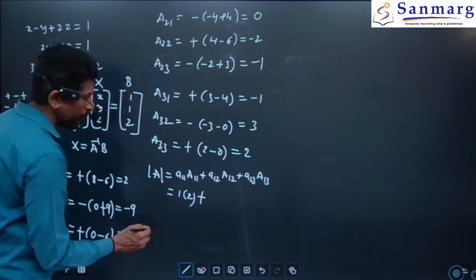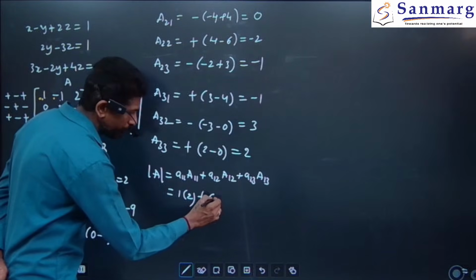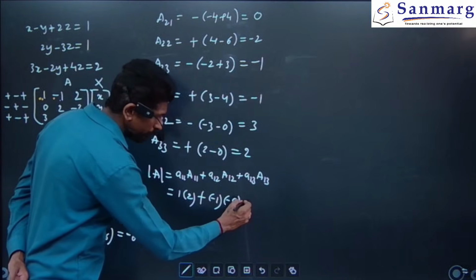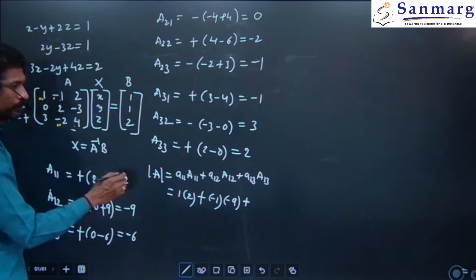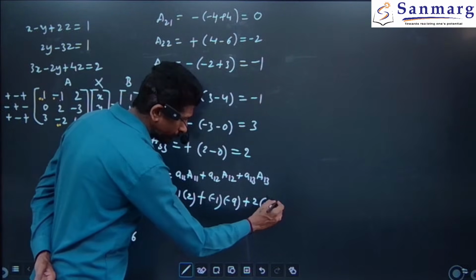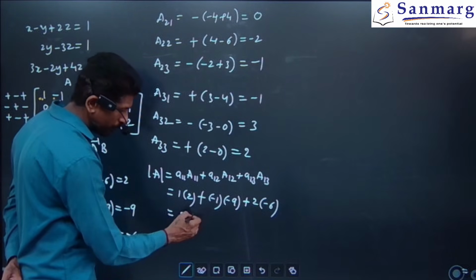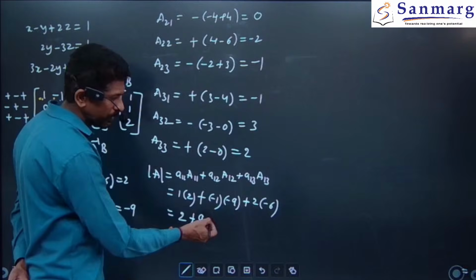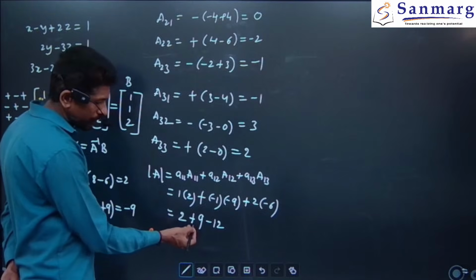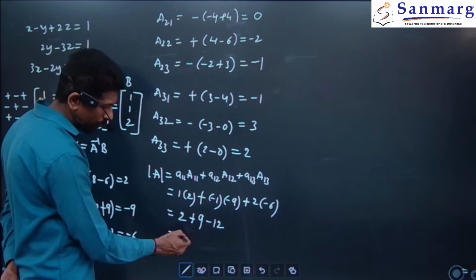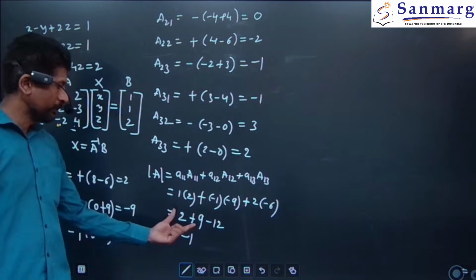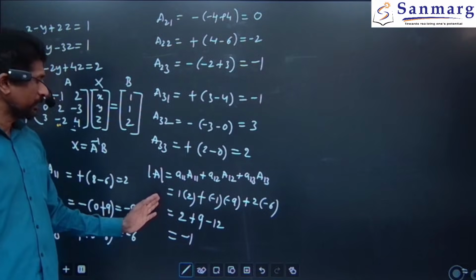Plus a12 is minus 1, capital A12 is minus 9, a13 is 2, capital A13 is minus 6 here. So automatically the answers are 2, 9 ones are 9, minus into minus plus, and the 2 6s are minus 12. If you add, 9 plus 2 is 11, 11 minus 12 becomes minus 1. So the answer is plus 11 minus 12 is minus 1. That is the determinant of A.